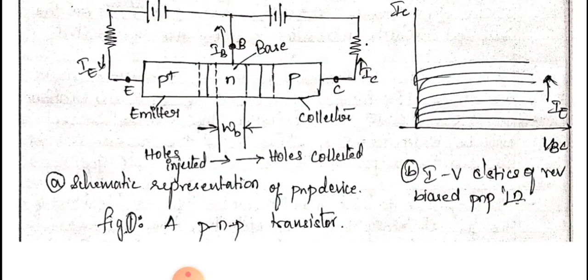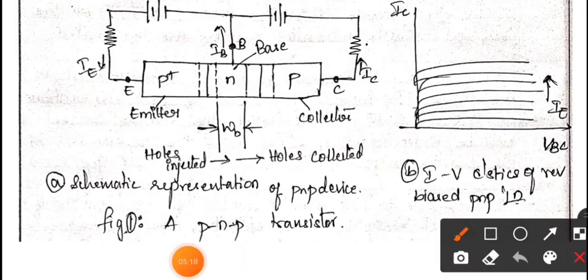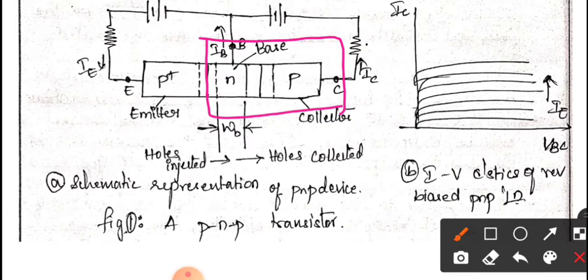So the schematic representation of a PNP device. So now we can tell. See here, consider this one. Here we have this much part as our PN junction, P and N region. PN junction under reverse bias means P is connected to the negative terminal and N is connected to the positive terminal. So this is our PN junction.